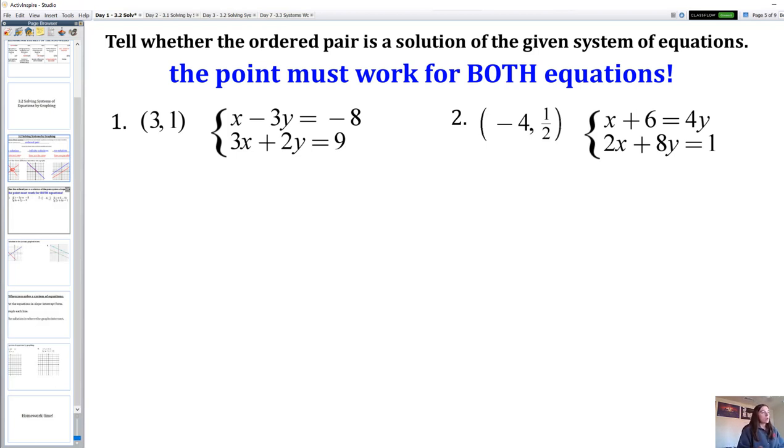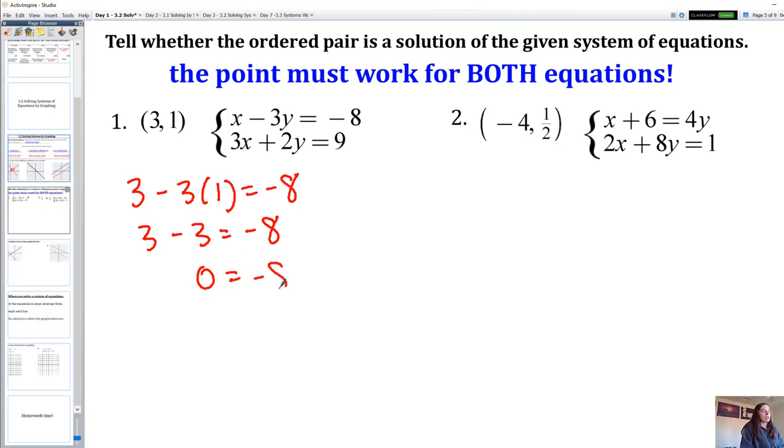First, we're going to put it in the first equation, x minus 3y equals negative 8. So our x value is 3, minus 3 times our y value equal to negative 8. So we have 3 minus 3 equals negative 8, 0 equals negative 8. This is not a true statement, so we already know that this point is not a solution. It doesn't even work for one equation, so I don't even care if it works for both.